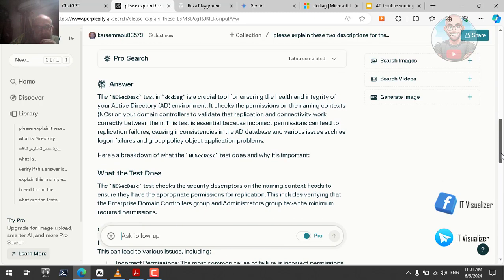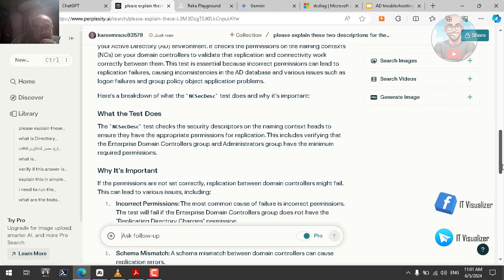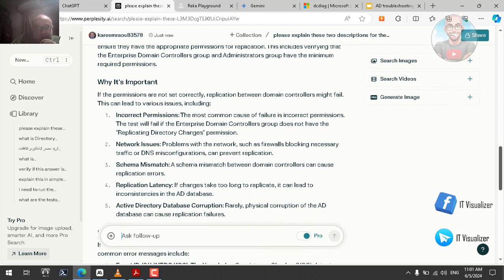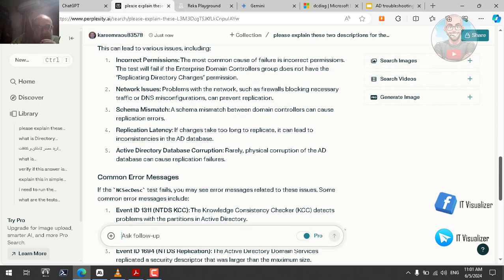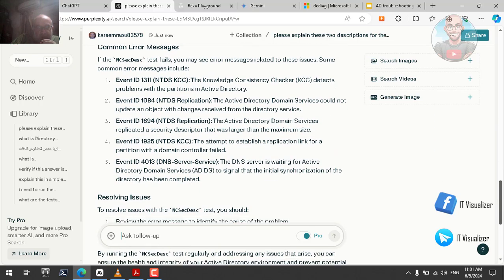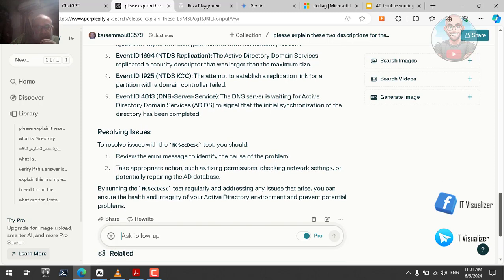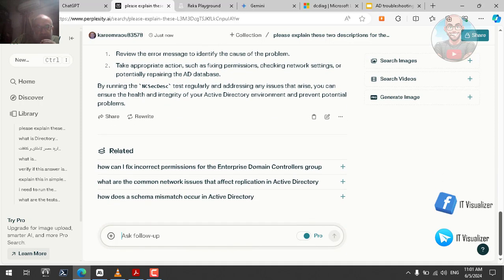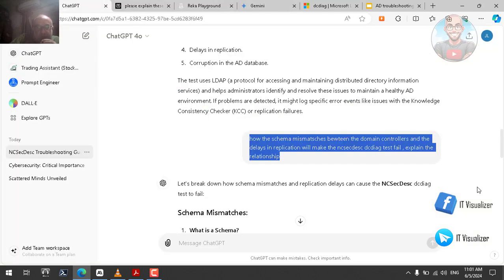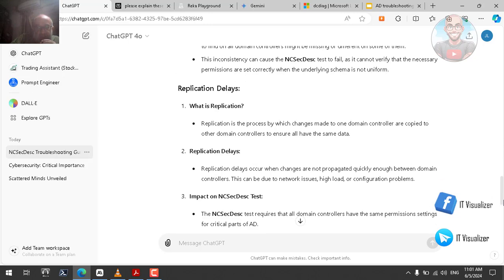So, okay, he didn't add much. The same answer, and he didn't even explain it in simple terms. So, we will not go further. So, as you can see here, this is the explanation of the test. Let's ask it to give us an example.